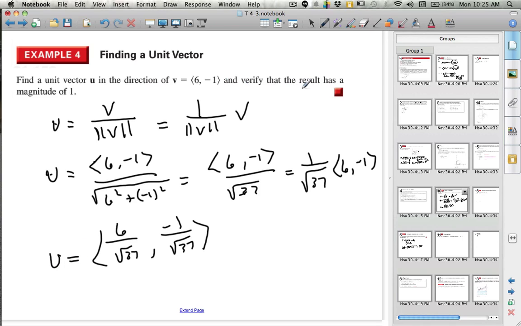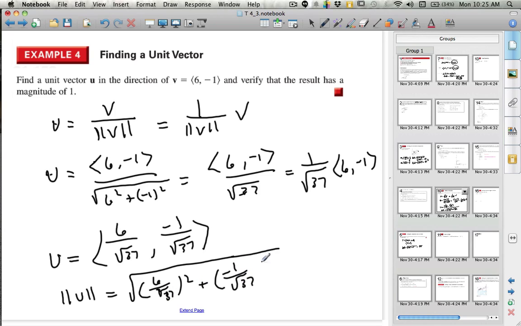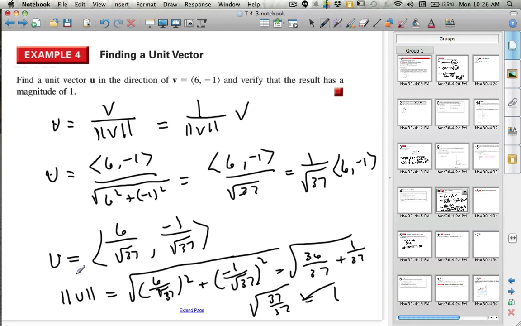Now they want me to verify that the result has a magnitude of 1. If I want to do the magnitude of u, it's going to be the square root of 6 over root 37 squared plus negative 1 over root 37 squared. This is going to be 36 over 37, and this is 1 over 37. So the square root of 37 over 37, that's the square root of 1, is equal to 1. So that was my goal, to verify that was the unit vector. It's a vector with a magnitude of 1.